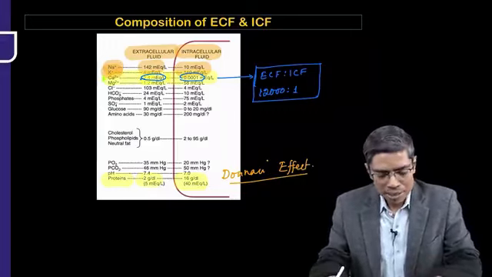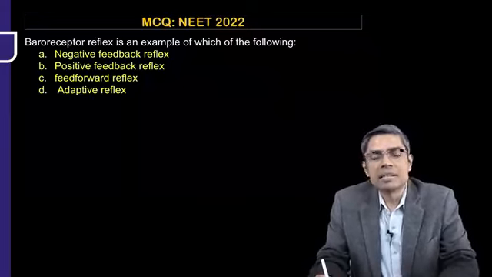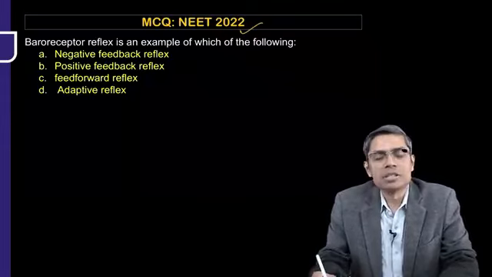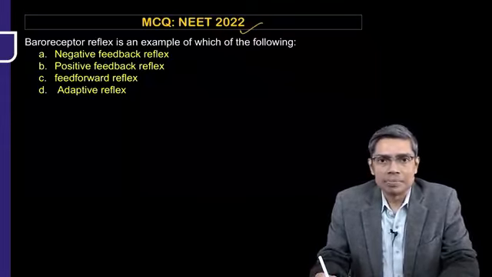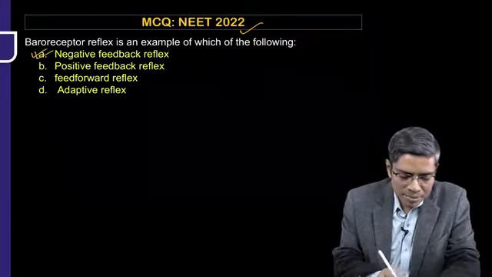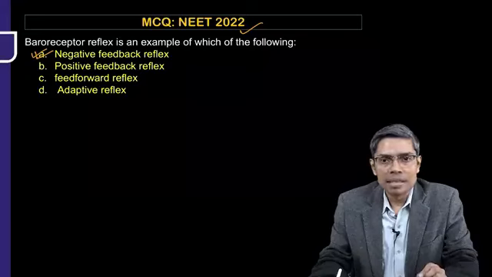Now moving on to the next question. Here the question is: baroreceptor reflex is an example of. Again you see that this is a NEET 2022 question and one of the easiest questions, right? Here we all know that it is a negative feedback reflex. This question is based on the physiology topic known as the control system in biology.